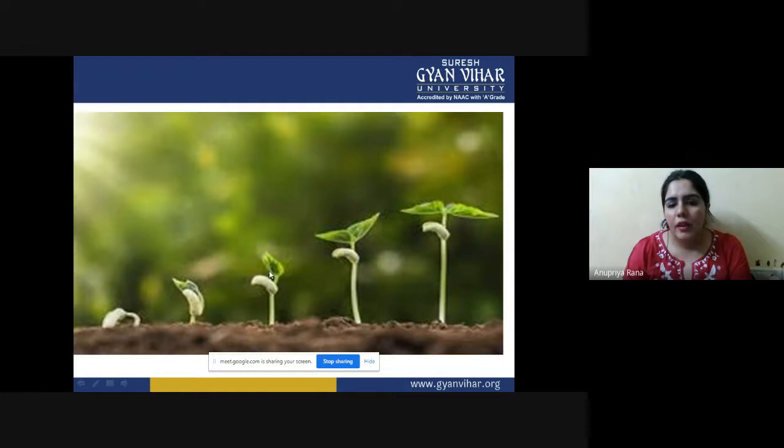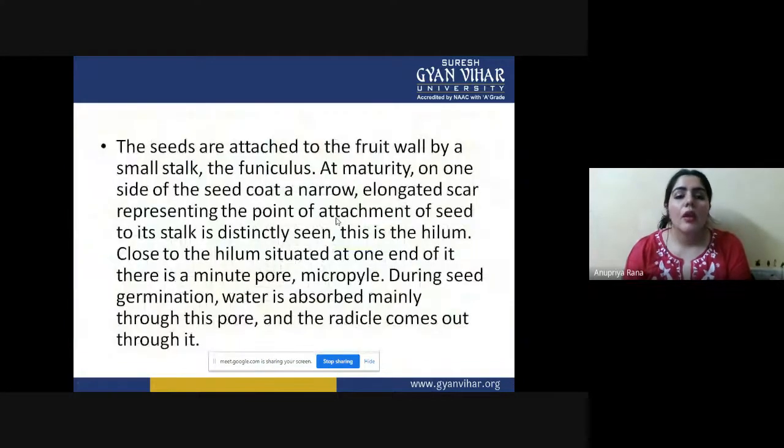If they have this one cotyledon feature, this will be called a monocotyledon plant. But if they have this two-leafy appearance on top, then we can call them dicotyledons. We will take it up later. The seeds are attached to the fruit wall by a small stalk, the funiculus. So the very first thing here is the attachment of the seed. Seeds have to be attached, present inside the fruit. Very initially they are attached by a small stalk, which is called the funiculus.